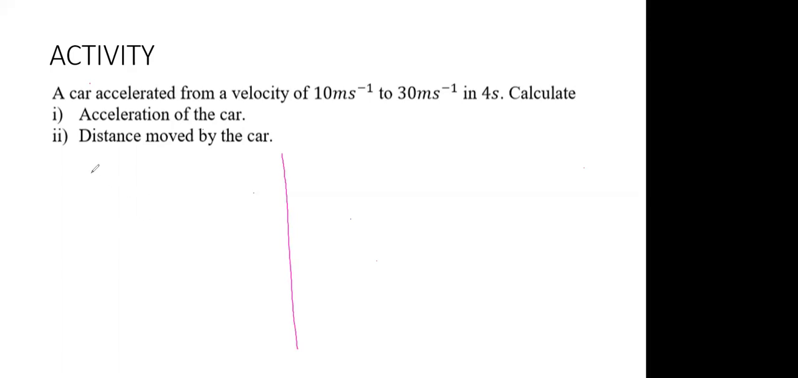As we said, acceleration is equal to final velocity minus initial velocity, out of time. Our final was 30 meters per second, then we subtract 10 meters per second, out of our time, which was given as 4. Then we get 20 out of 4, which gives 5 meters per second. So that was my acceleration. Okay. Thank you.